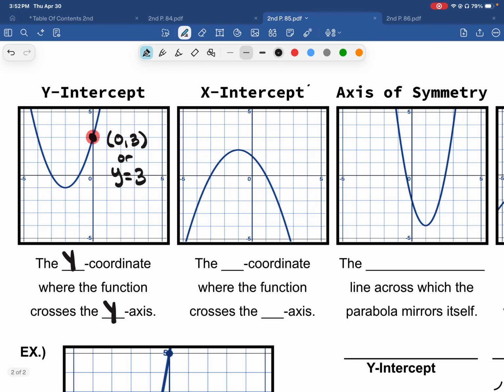The x-intercept, really I should have said x-intercepts because you can have more than one. These are the x-coordinates where the function crosses the x-axis. For this example, I see an x-intercept here and another one over there. This x-intercept is the ordered pair -3, 0, or just x equals -3. This x-intercept is the ordered pair 1, 0, or just x equals 1.